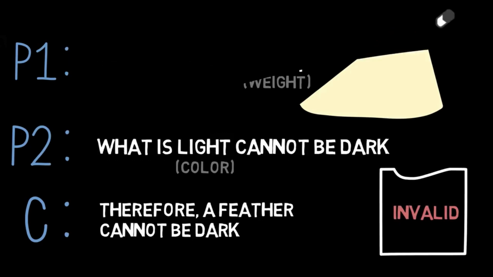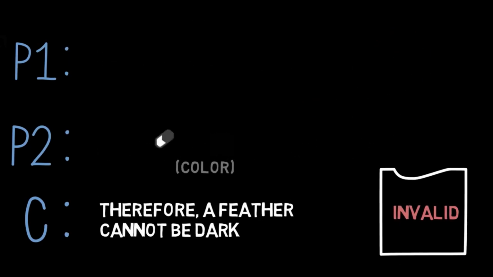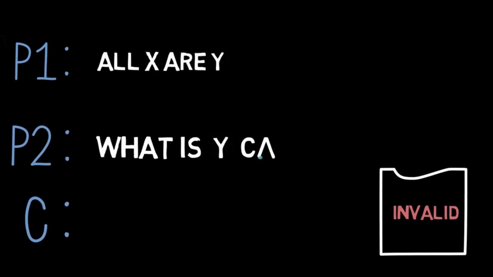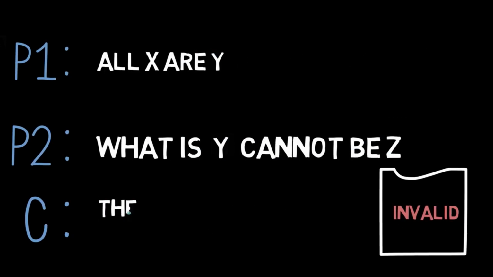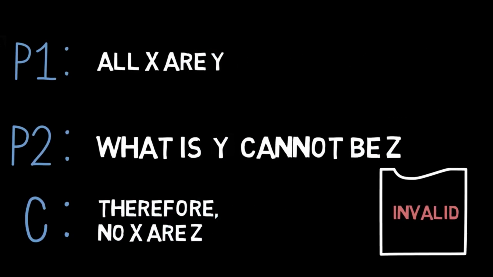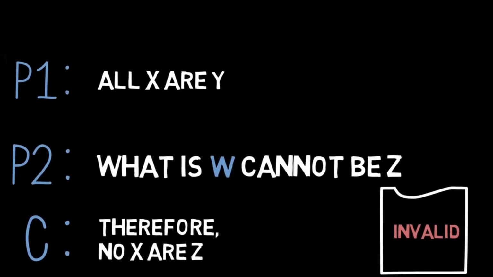Initially, without considering the meaning of the content, it looks like the form of the argument is something like, all X are Y. What is Y cannot be Z. Therefore, no X are Z. But actually, given the shifting meaning of light, the form is more like, all X are Y. What is W cannot be Z. Therefore, no X are Z.